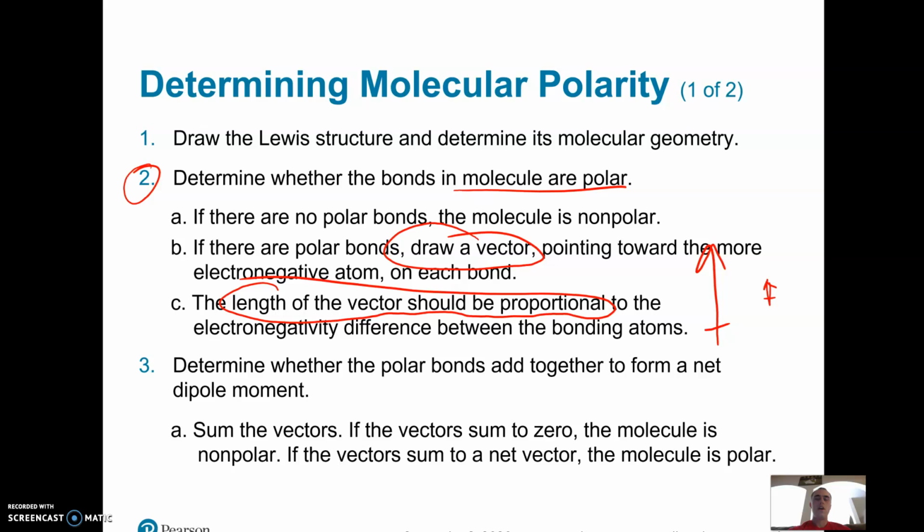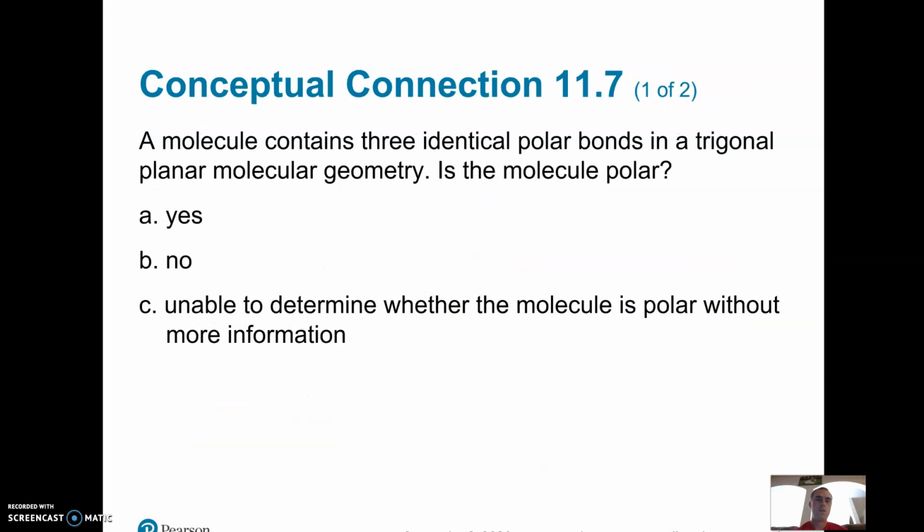Then we determine if those polar bonds are going to add together or cancel out. Okay, it's called summing the vectors or vector addition. If the vectors add to 0, it's nonpolar. If the vectors add to a net vector, then we have polarity. And I'm going to show you what I'm talking about here in just a sec. Let's look at this question though.